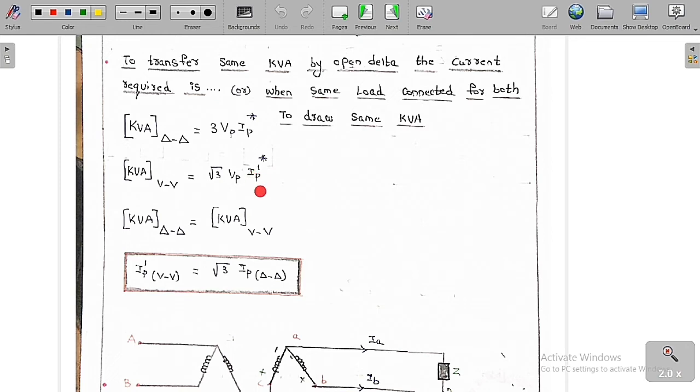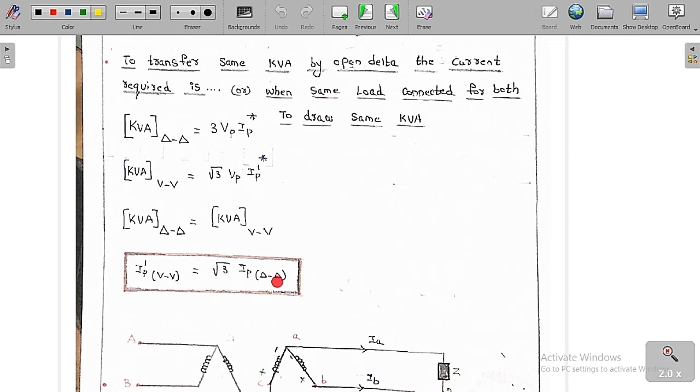Now we are going to go for the Ip dash conjugate because of different phase currents. So now I want to equate them. If you equate these two things, we finally get Ip dash Vv is equal to root 3 Ip delta-delta. So simply we can say that the phase current of this open delta must be root 3 times the phase current of this delta-delta connection. Then only we can transfer that amount of kVA to the load.